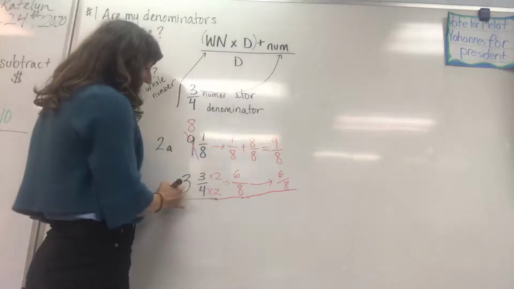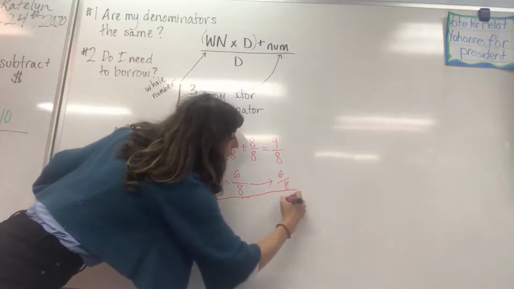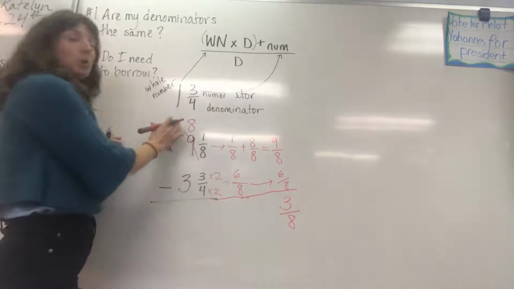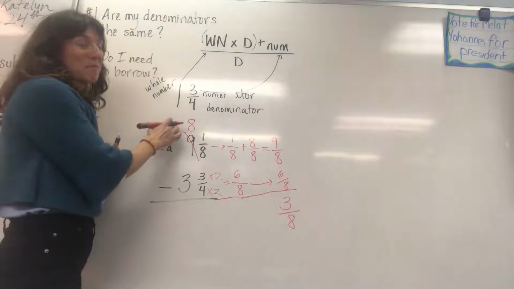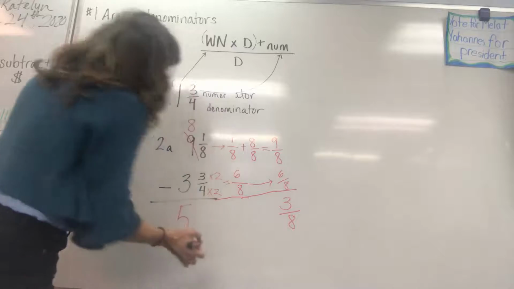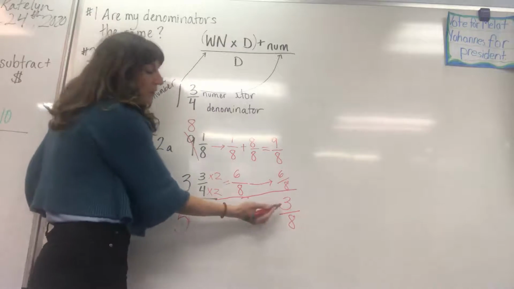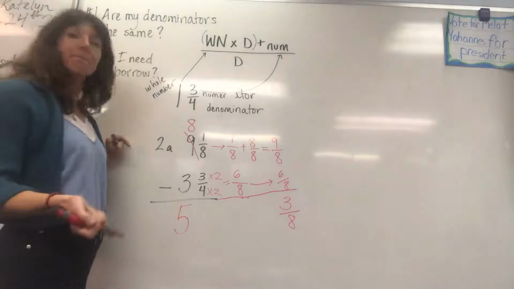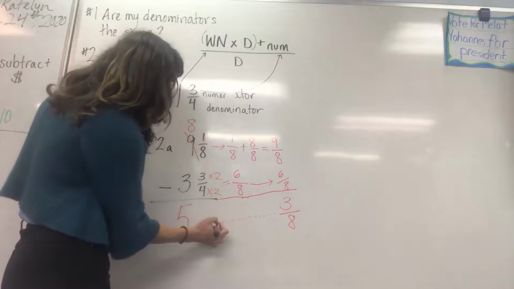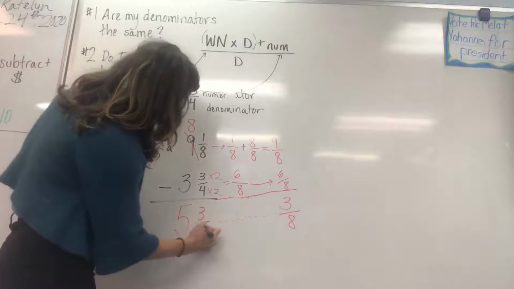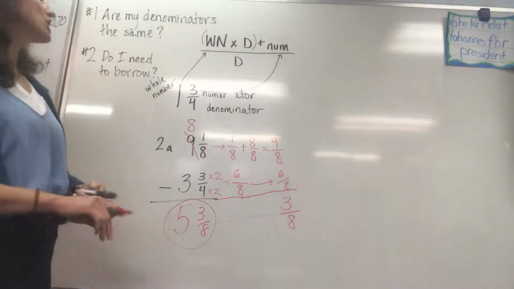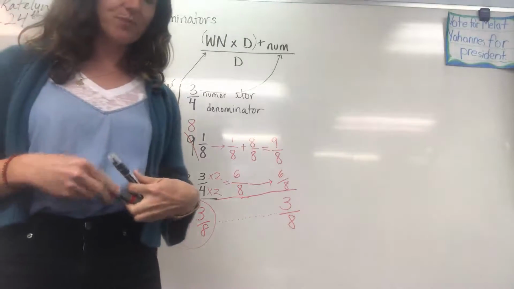9 minus 6 equals 3. And I bring my denominator down. I do my whole numbers. Don't forget your whole numbers, please. 8 minus 3 is 5. And I check my fraction. 3 over 8. Can I reduce that? No, we're good. So I bring it over here like this. And I circle my final answer. 3 over 8. Very, very, very good.